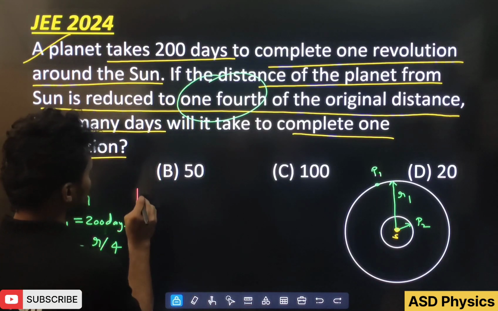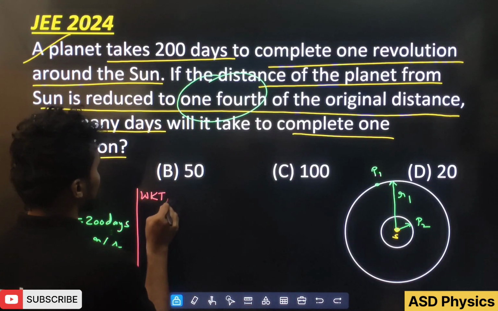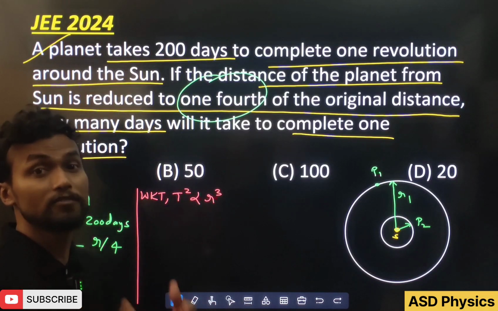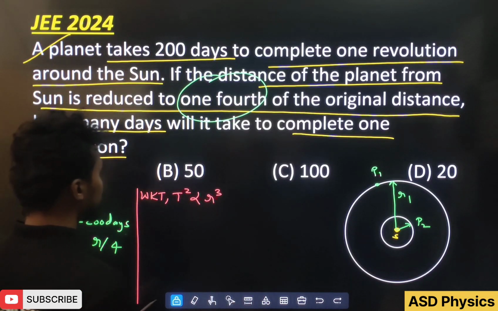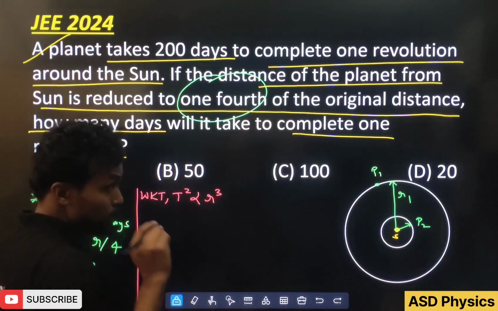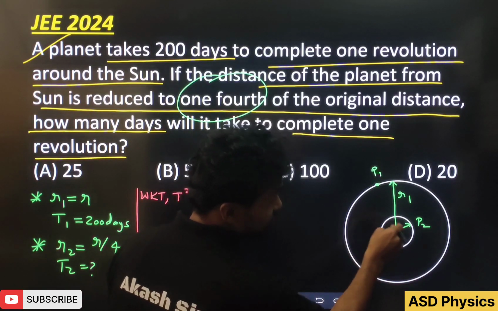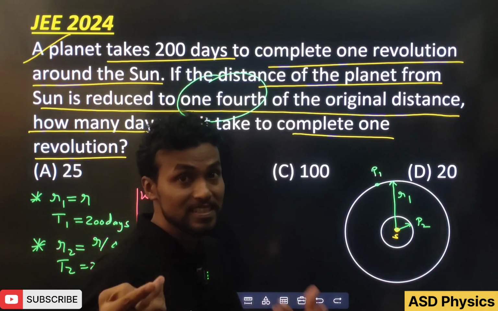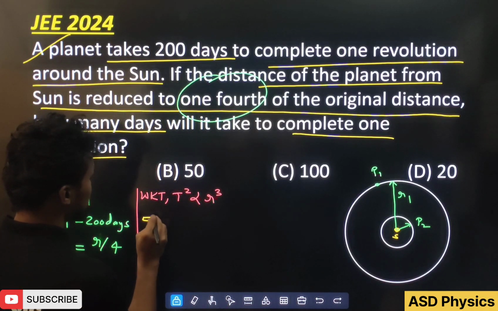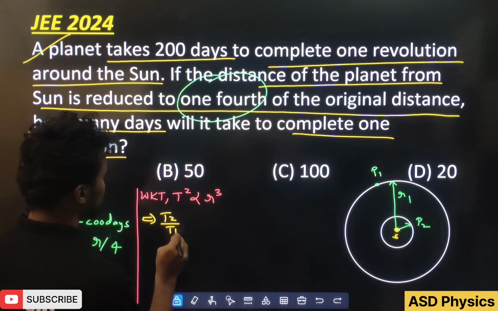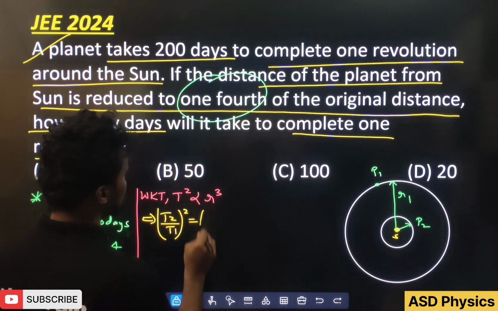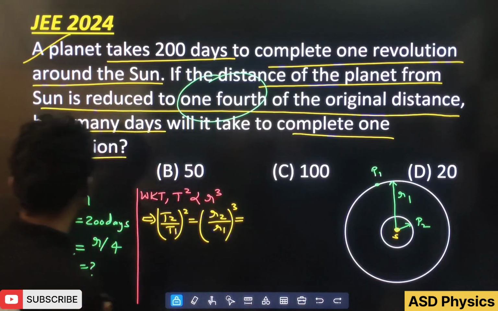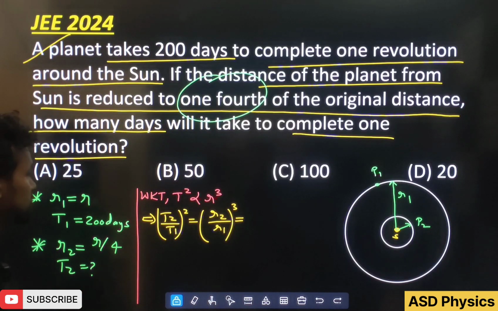In this situation we know very well, now very basic. In this video I have taken all the basic questions from different concepts. So T square is directly proportional to r cube, provided the sun should not change, or later we will see the planet should not change when the satellite is revolving around the planet. So in this situation we can write T2 by T1 whole square is equal to r2 by r1 whole cube. r2 is given as R by 4, and r1 is given as R.